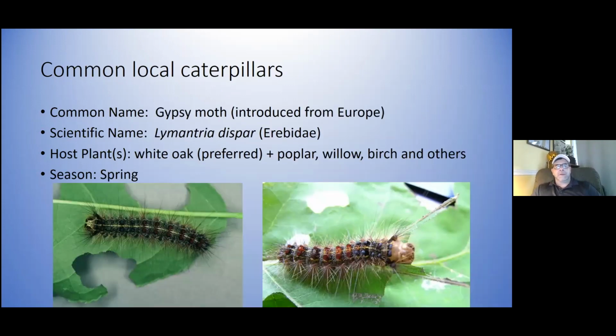Another common local caterpillar is the gypsy moth, and this is the only non-native one I'm going to show today, but it's also a spring feeder. It's very common in the early spring and can be very damaging, but it's also a beautiful caterpillar. It's got these blue and red spots and interesting hairs, a little mask on its face, and it prefers oaks, but it will feed on poplar and willow, a few others, and it's a common caterpillar of spring.